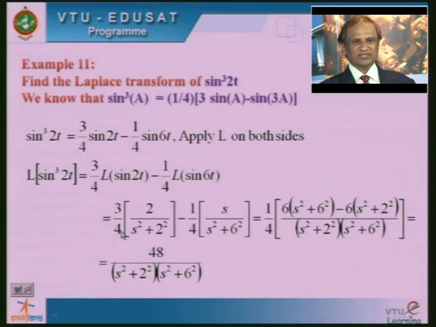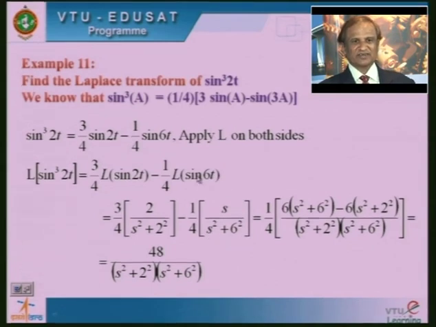So, 3 by 4 keep as it is, sine 2t is 2 divided by s square plus 2 square, minus 1 by 4 is constant, keep as it is, right. So, we know that Laplace transform of sine 6t is, I think, 6 divided by s square plus 6 square, because we want to find out the Laplace transform of sine 6t.